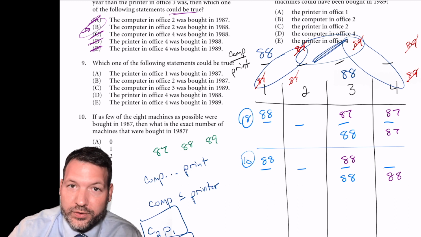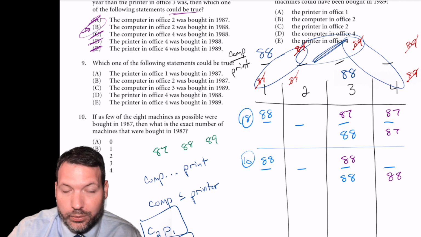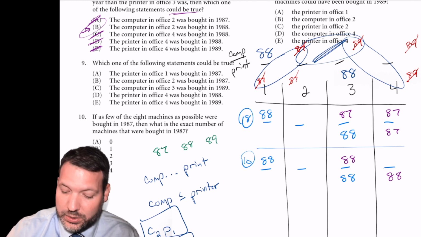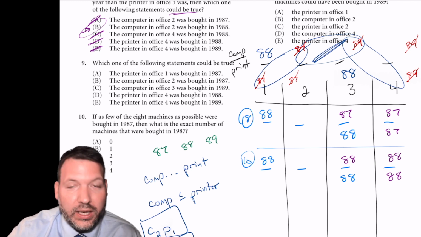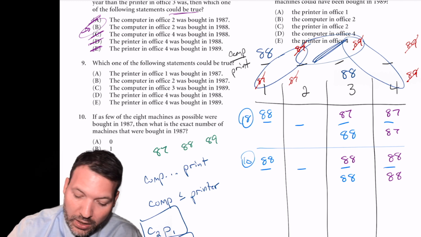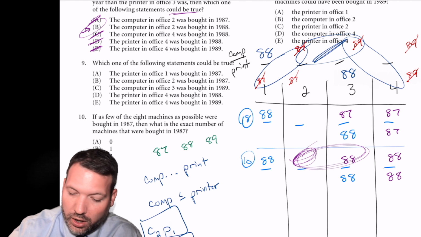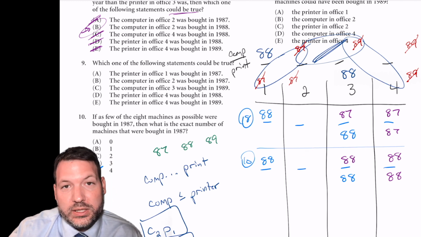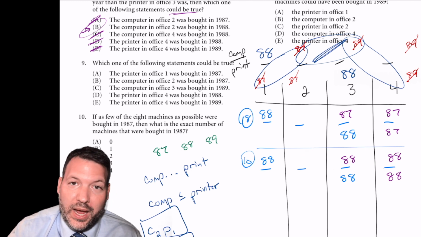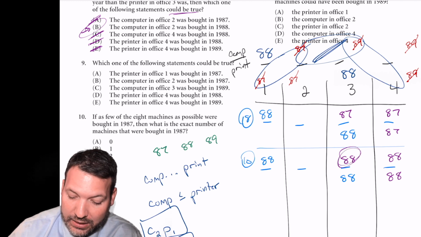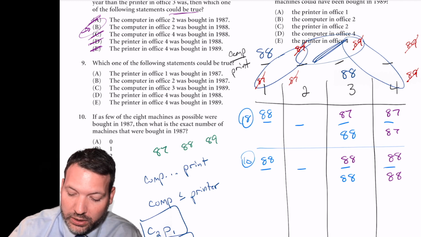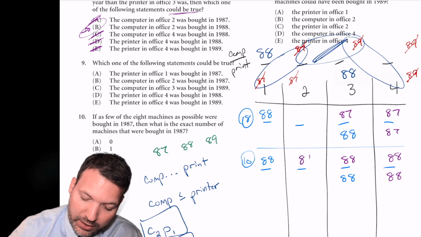The computer in Office 4 right now could be 87, but again, I'm trying to push everything as late as possible, so I'm actually going to write it in as 88. And then I'm looking at the computer in Office 2, because I know that the computers in Offices 2 and 3 can never be the same. But if I don't want it to be 87, and I can't let it be 88, that only leaves 89. And so that's what I'm going to write in there.